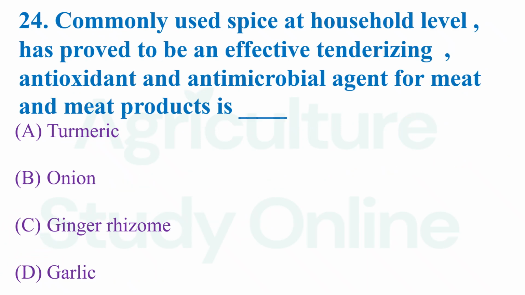Question number 24. A commonly used spice at household level that has proved to be an effective tenderizing, antioxidant and antimicrobial agent for meat and meat products is: First is turmeric. Turmeric has strong antioxidant and antimicrobial activity, but it's not a good tenderizing agent. Onion has some tenderizing effect and flavor, but it is less effective. Ginger rhizome contains a proteolytic enzyme, that is zingibain.